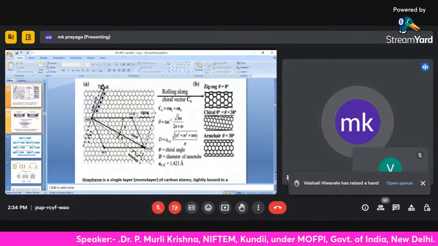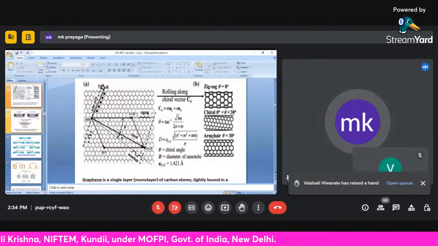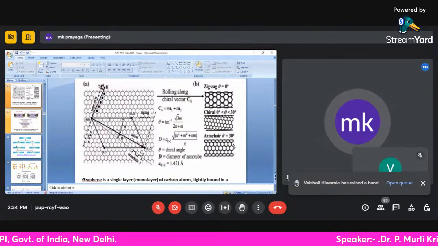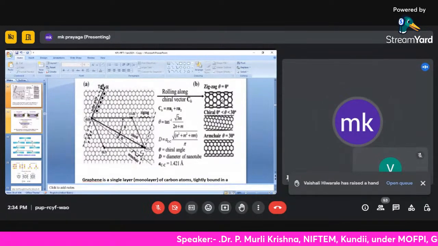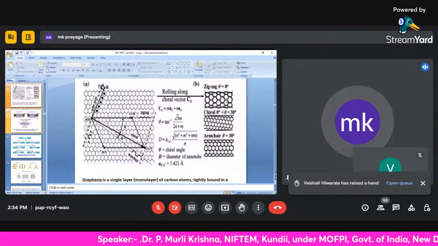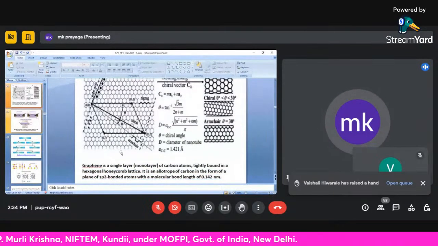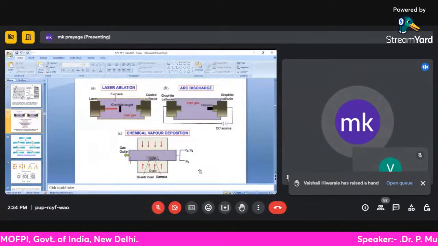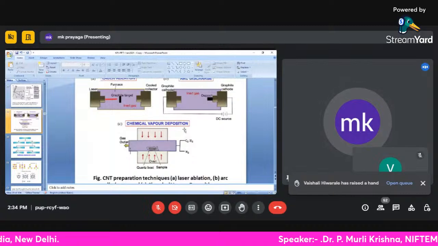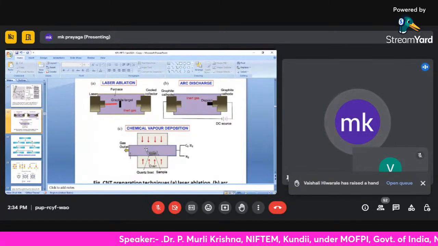So for theta between 0 and 30 degrees, and exactly 30 degrees, they give the armchair. That means the tube end will show like an armchair. So with the spiral vector, it is a helix-like structure. Okay, and this is zigzag. You will find a zigzag-like structure here. So these are the three different types of carbon nanotubes based on this spiral vector. And of course, there are different methods for the synthesis of carbon nanotubes, like laser ablation, arc discharge, chemical vapor deposition.